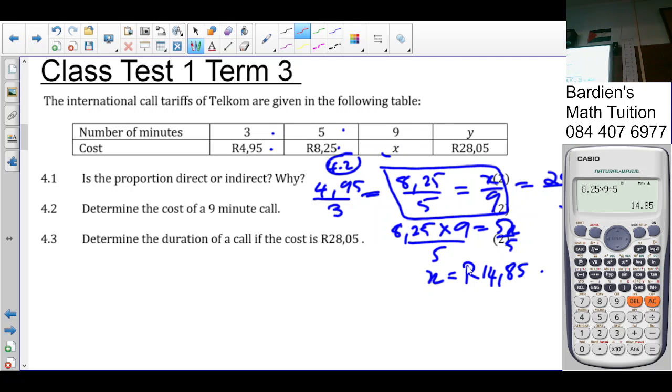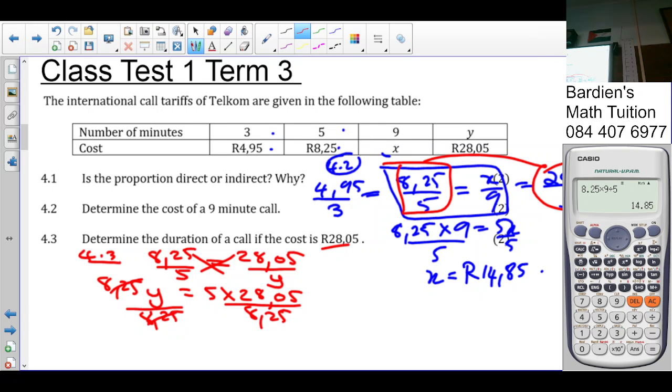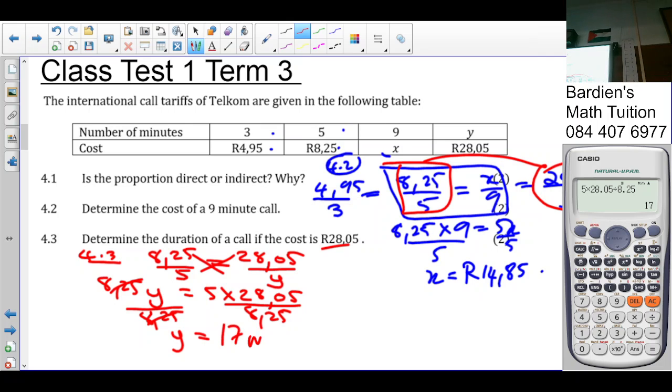Okay? And then I also say that equal to that in order to calculate y for 4.3, the duration if the cost is 28 rand and 5 cents. So it's going to be 8.25 divided by 5 equals 28.05 over y. Cross multiply, so 8.25 y is equal to 5 times 28.05, divided by 8.25 both sides. So y is equal to 5 times 28.05 divided by 8.25. 17 minutes. Okay? You all understand?